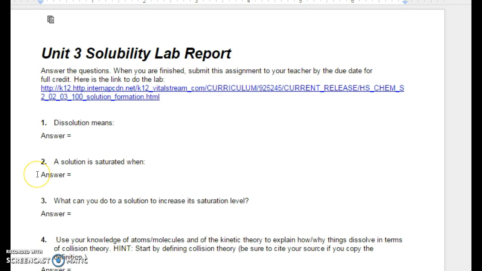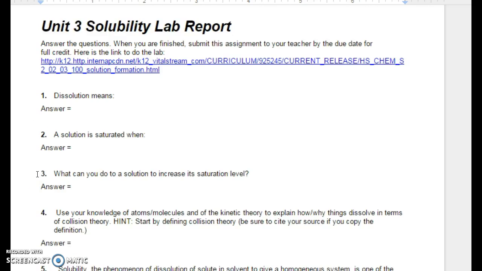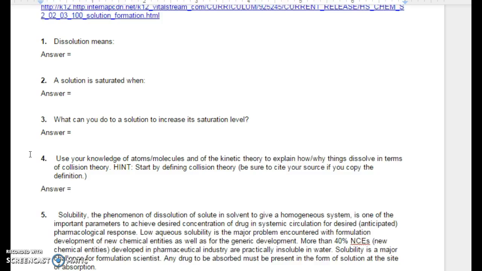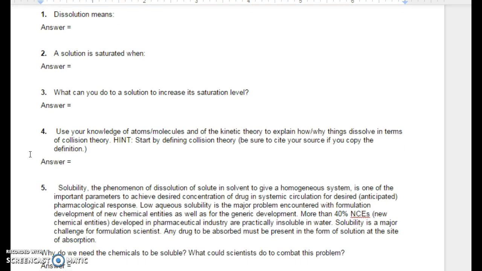Define dissolution. A solution is saturated when... What can you do to a solution to increase saturation level? Use your knowledge of atoms and molecules and of the kinetic theory to explain why things dissolve in terms of collision theory. Hint, start by defining collision theory. Be sure to cite your source if you copy the definition. And that's true for any of these. Always cite your source if you copy something.